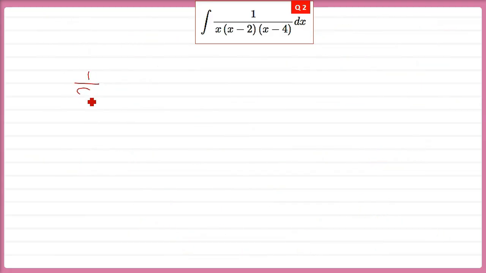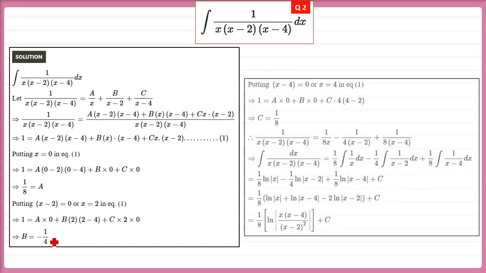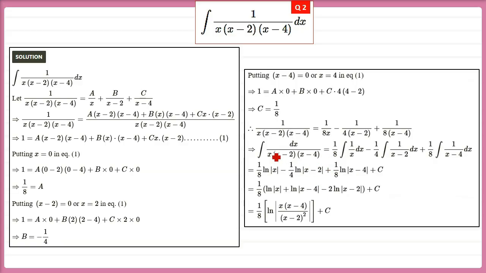So let me write it formally, the final answer, and that is 1 by 8 ln. Log base e is ln, so you can write ln also. Ln of x into x minus 4 divided by x minus 2 whole square, inside a modulus, and then you can just add a constant of integration. That's your final answer. So a very straightforward question, and many things you have learned in this one. I hope it's clear to you.